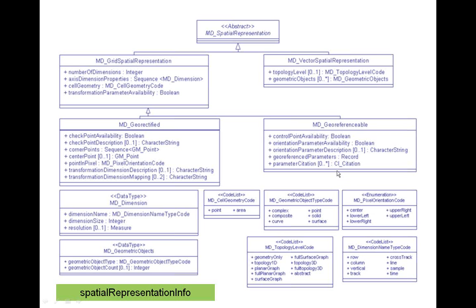These are some of the code lists that are going to be referred to in here. Say you have an MD geometric objects. Here's the object type code, so here's the code list that you would use. These code lists are also available in your workbooks and online as well.